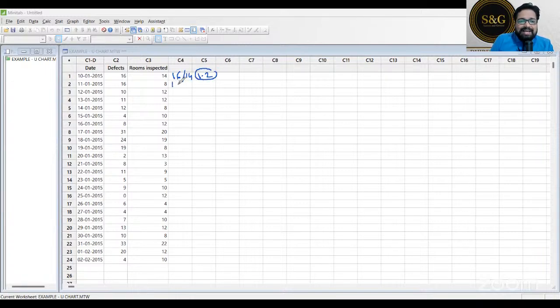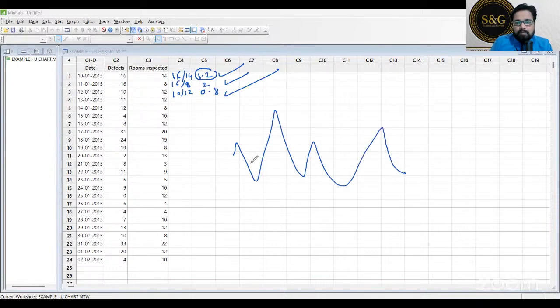Then 16 divided by 8. So, 16 defects found out of 8 rooms. So, this will be 2. Then 10 divided by 12. So, it will be maybe 0.8 something, right? So, this is how these proportions of defects are basically collected. Clear hai? So these are basically the plotted data points. And then they have taken the average of this. Clear? So this is called U bar. U bar meaning the average of this. And then the control limits are plotted.